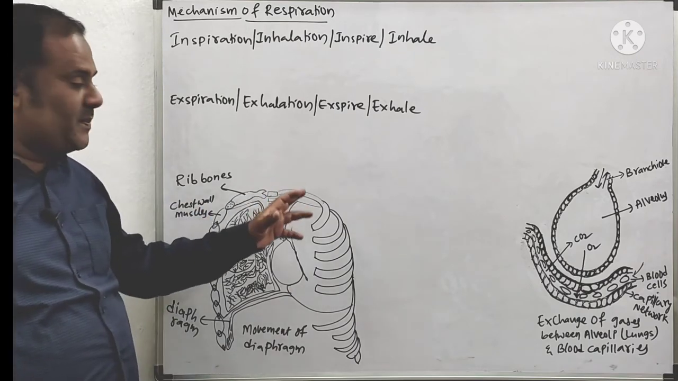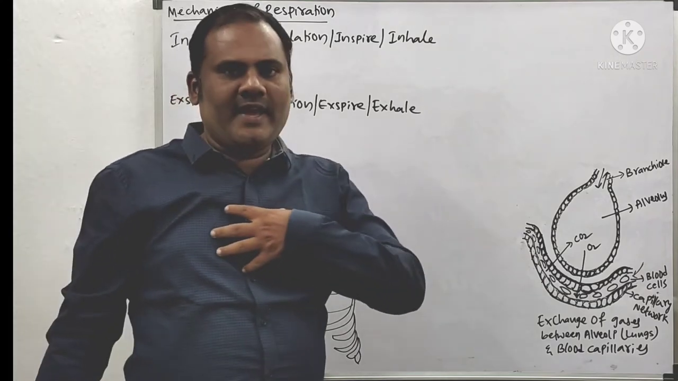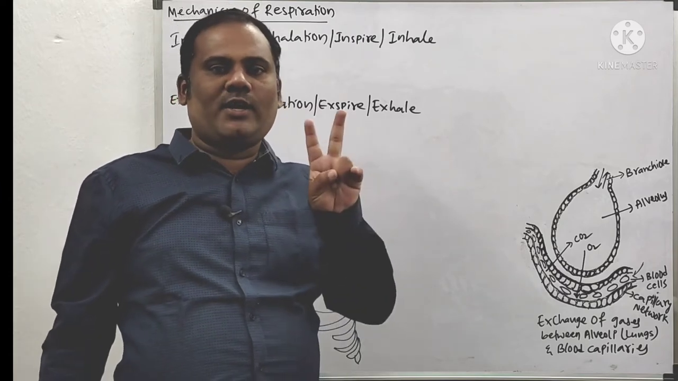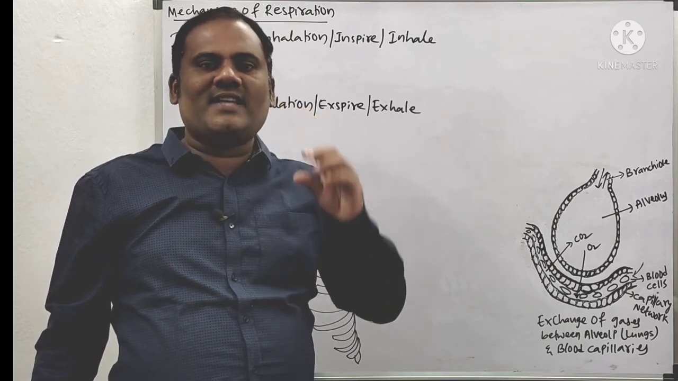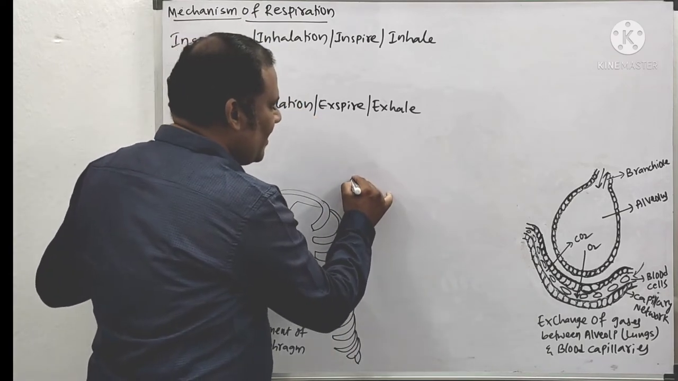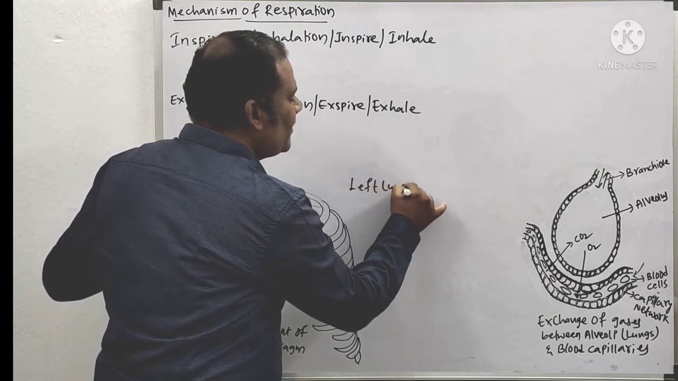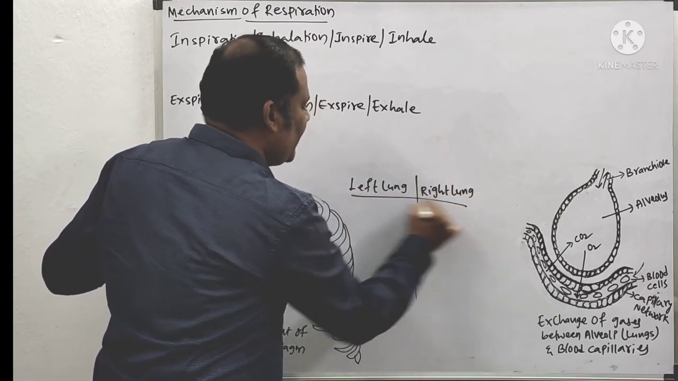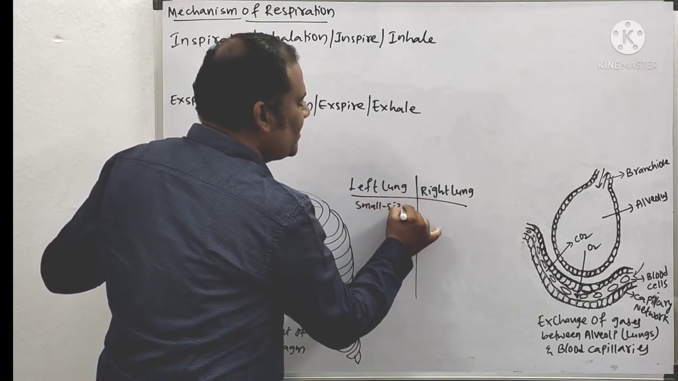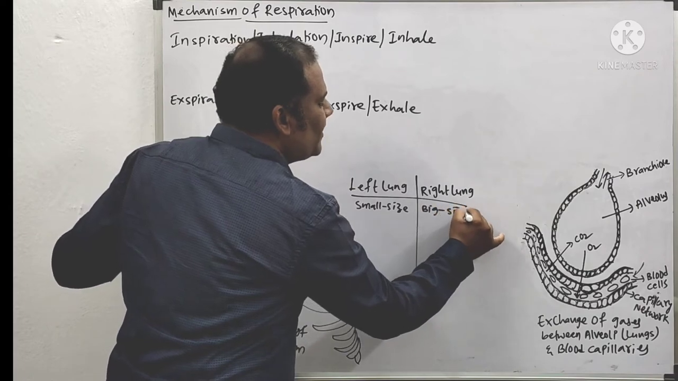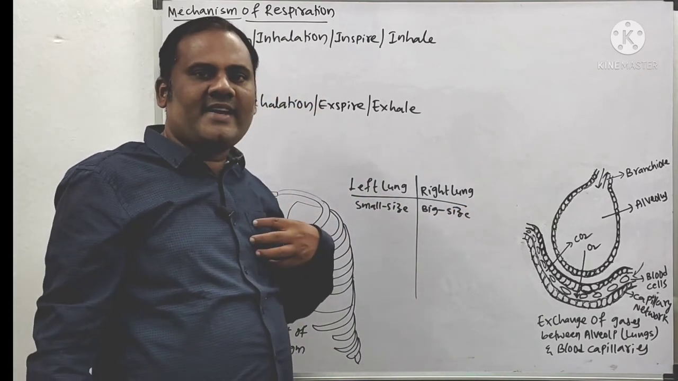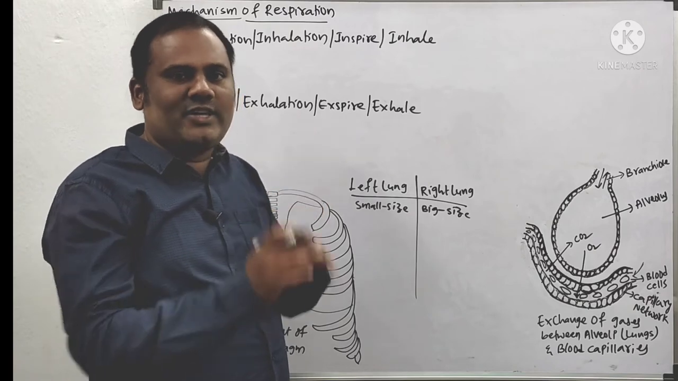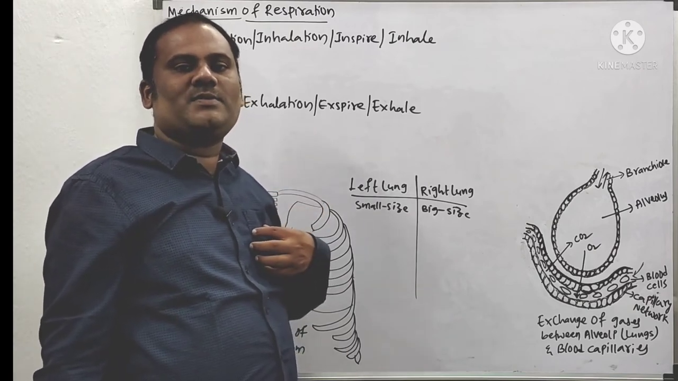Before going to the mechanism of respiration, first we have to know about the lungs. A pair of lungs are present in the thoracic cavity. Thoracic cavity means chest cavity. How many lungs are there? Two lungs. The left lung is slightly smaller in size when compared to the right lung. Big and small doesn't mean a big difference. Very little difference is there. Why? Because on the left side we have the heart, which is slightly tilted towards the left side. That's why the left lung is small in size.